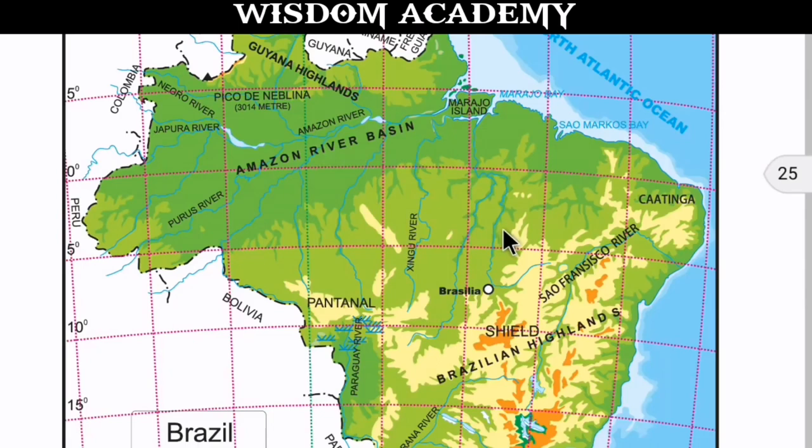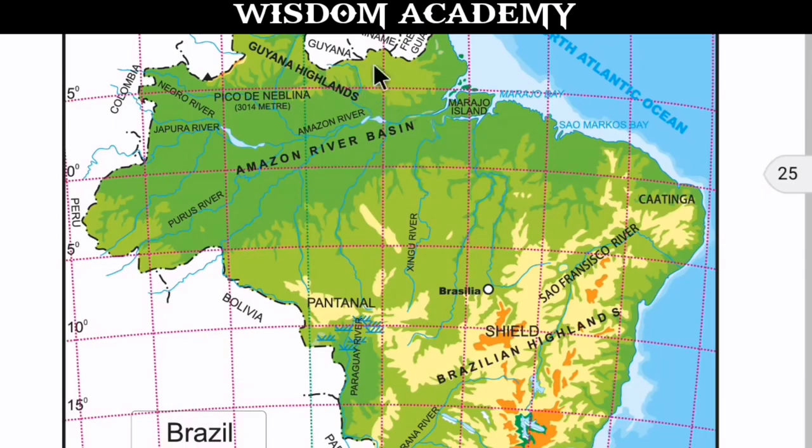The Amazon Basin is quite wide in the west, about 1,300 kilometers. Here the width of the Amazon Basin is 1,300 kilometers, and it is narrow eastward. So yahan narrow hote ja raha hai. Here you can see the width is more, the greenish region, and here it is narrow. The width is minimum where the Guiana Highland and Brazilian Highland come closer.